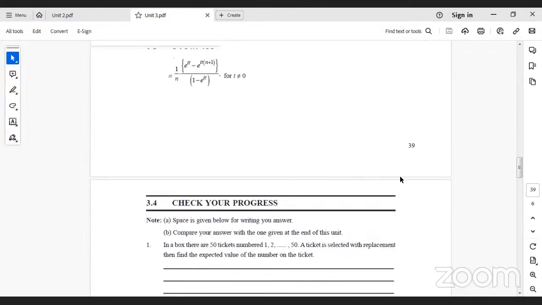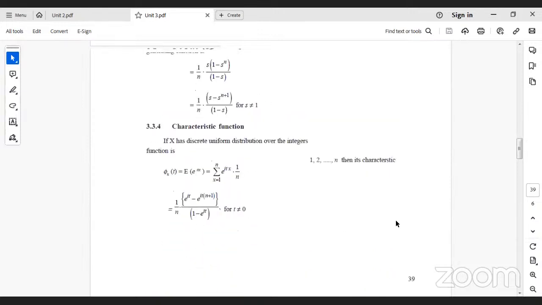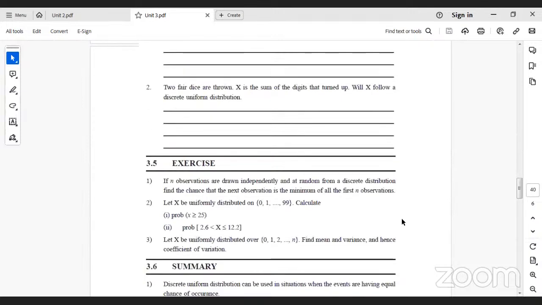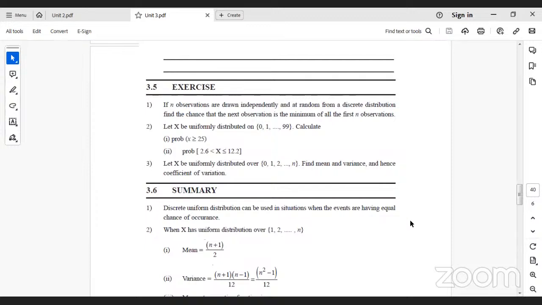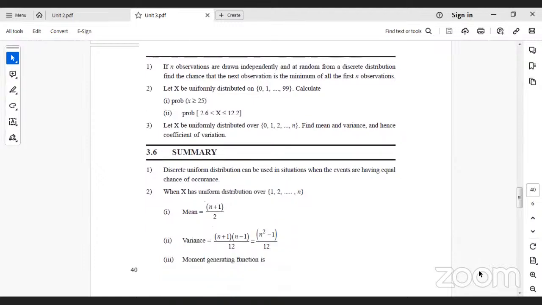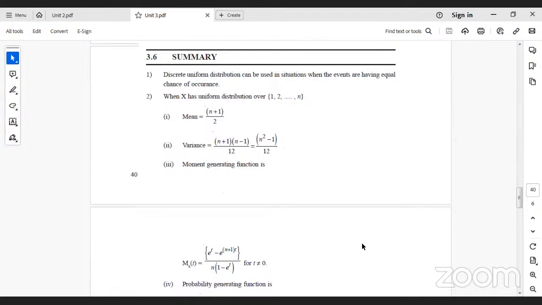So this is the probability generating function and the characteristic function we are taking here. We define the discrete uniform distribution for usual situations when the events have an equal chance of occurrence. Then x has a uniform distribution over 1, 2, 3, and so on to n, with mean (n + 1)/2 and variance (n + 1)(n - 1)/12, that is (n squared - 1)/12.